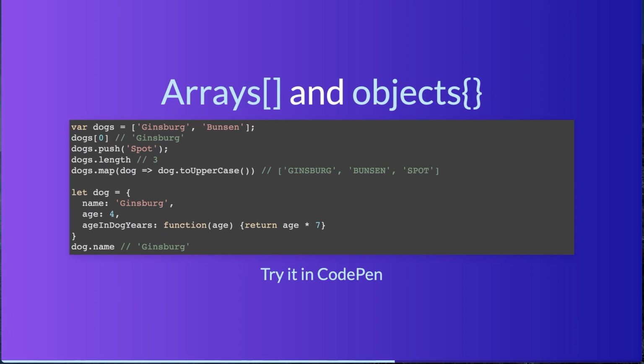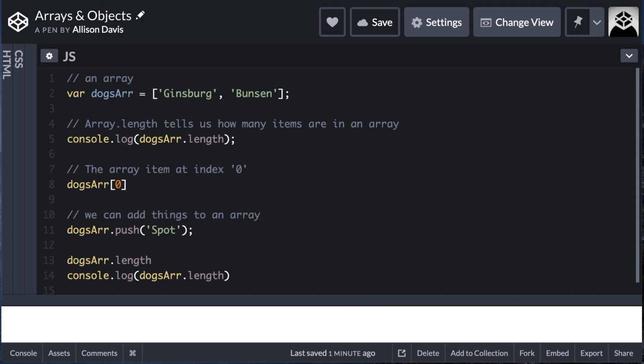Okay, arrays and objects. So these are some data structures that you'll see a lot in JavaScript and other languages as well. So we're going to crack open a CodePen here.